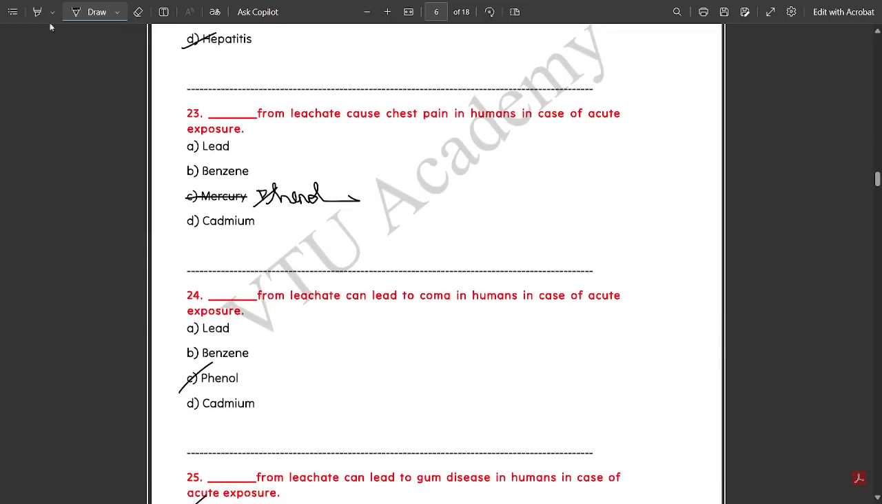So here I had made one mistake. So this is not actually phenol. So the questions were similar. So that's right. The answer is cadmium. Okay, so please correct it. The 23rd question, the answer is cadmium.